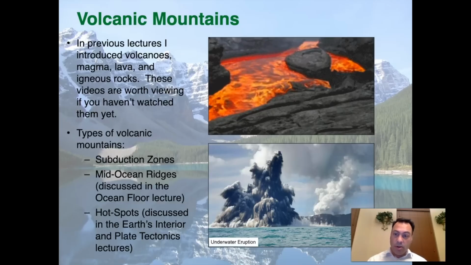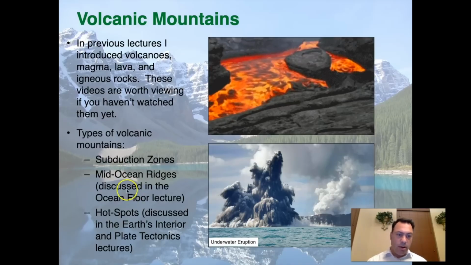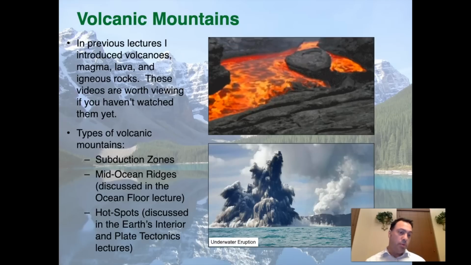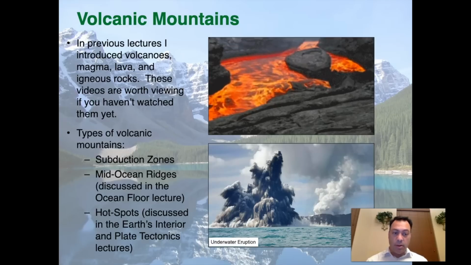So subduction zones. Another place where we get volcanic mountains in the middle of the ocean are the mid-ocean ridges, and of course with hot spots. If you're interested in the mid-ocean ridges, which we're not going to be dealing with in this lecture, that's discussed in the seafloor lecture. And then hot spots is dealt with in our Earth's interior lecture as well as the plate tectonics lecture. So I would like to refer you to those if you have an interest in those ideas.